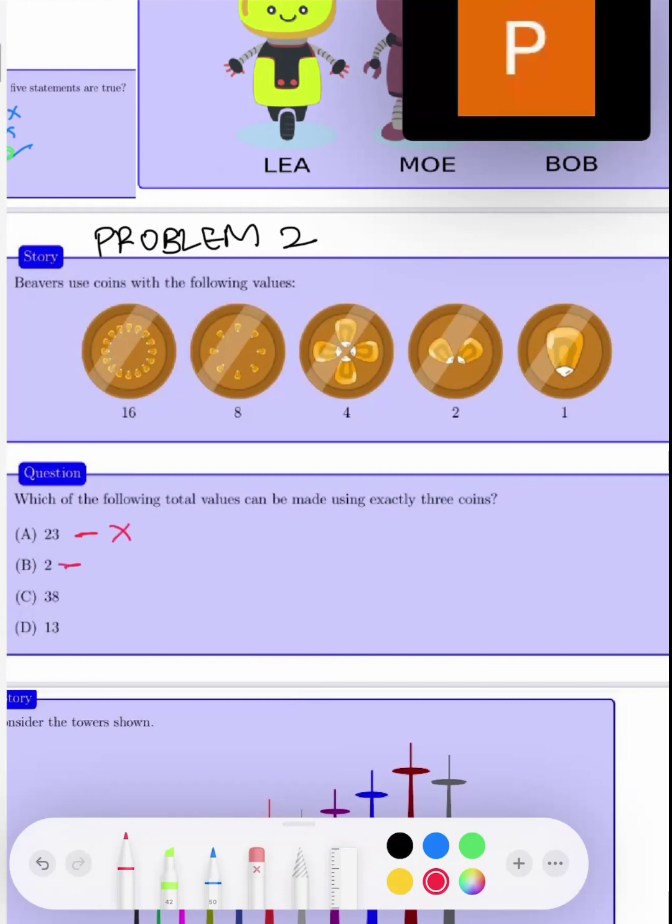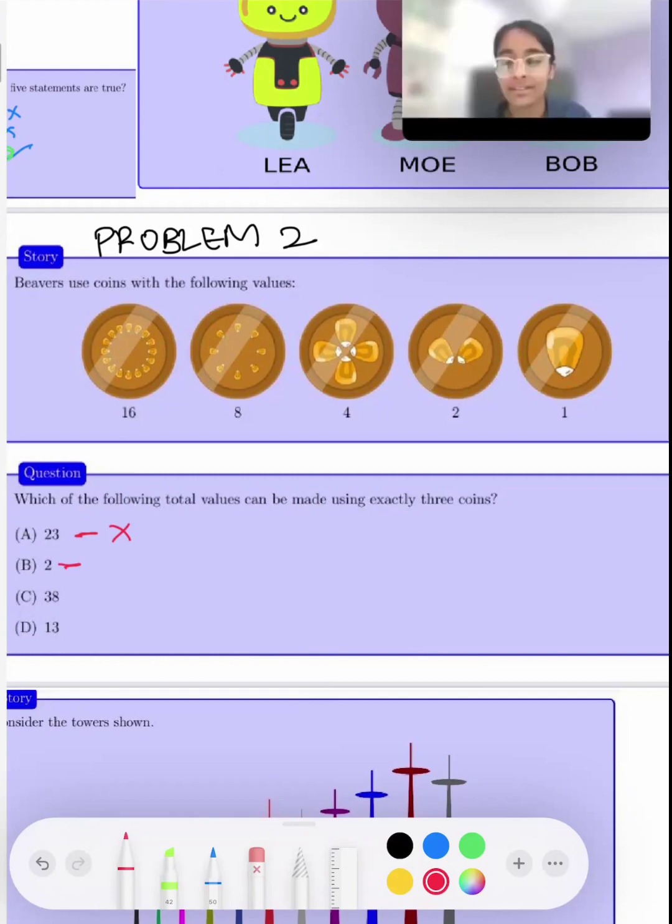Sorry. That's okay. There's no need to apologize. We're all learning here, we're all trying, and mistakes happen. And that's how you learn to solve problems. Now, option number B is 2. I don't think you can make 2 using 3 coins from these. You have one $2 coin. However, we need to use 3 coins. So, again, you can't use this.